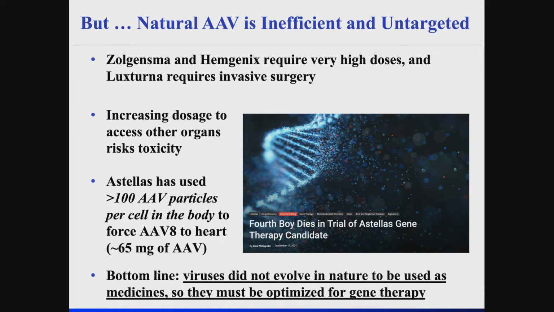So the bottom line is that nature never evolved viruses for our convenience to use as medicines. So it's up to us to re-engineer these soccer balls, these delivery vehicles, at the molecular level to make them much more efficient and much more targeted for our tissue of interest.